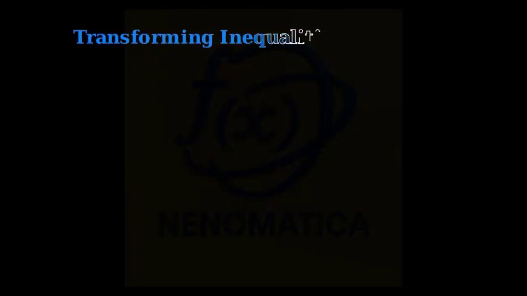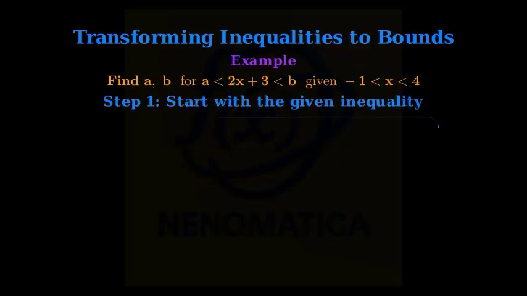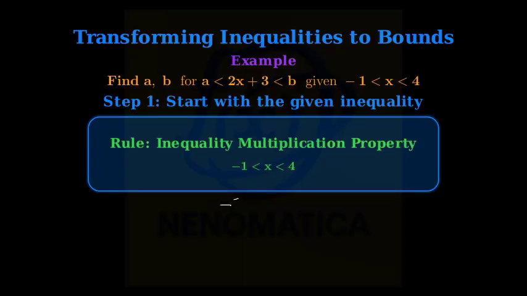We will extract bounds a and b from a compound inequality by following the exact algorithm shown. Start with a given interval, multiply by a positive number, add a constant, and then read off the new bounds. Step 1. Start with the given inequality, -1 less than x less than 4.